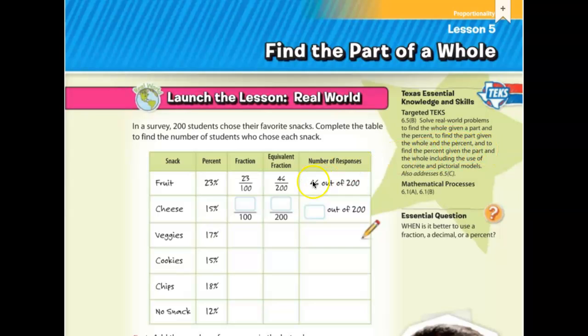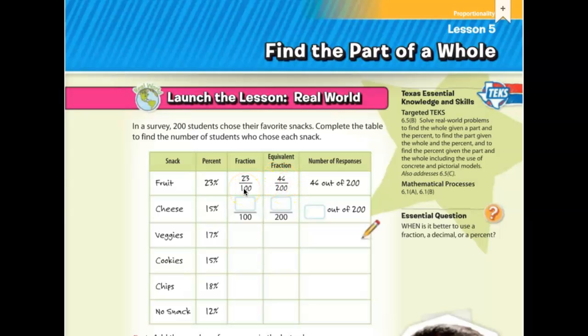Okay, so in this particular situation, we have 200 students who chose their favorite snacks in a survey. The table is not complete, so we have to complete the table. Now the first line is complete, so we have fruit. 23% of the students liked fruit, and so the fraction is 23 hundredths because percent means out of 100. If there are 200 students, then we're going to make 200 the denominator here.